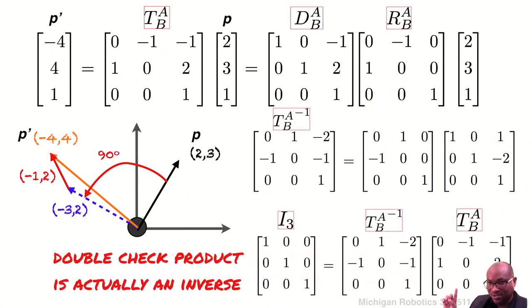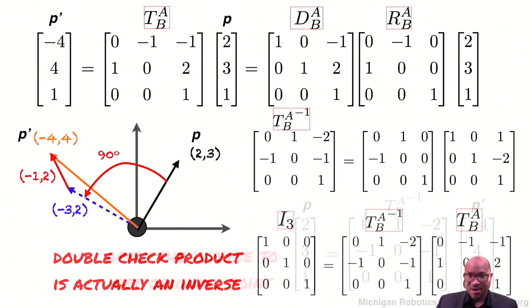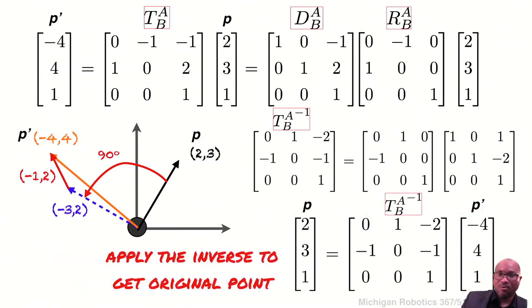We're just double checking to make sure that if we multiply our matrix by our inverse, we get the identity back. And so we can double check that. And then if we take our point that we originally transformed and multiply it by our inverse, we get our original point (2,3). And so that's just a good thing to have and to note.